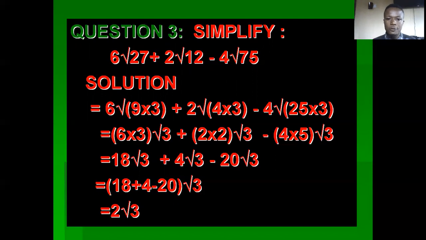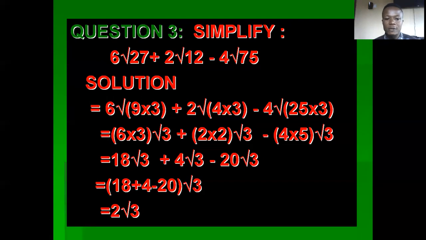Now, in the 6 surd 27, I will break 27 into 9 times 3. In 2 surd 12, I will break 12 into 4 times 3. In 4 surd 75, I will break 75 into 25 times 3. Now, 9 has a square root, and the square root of 9 is 3. That is why 6 outside is times 3. Also, 4 has a square root, and the square root of 4 is 2. That's why 2 outside is times 2. 25 has a square root, which is 5. That's why 4 outside is times 5.